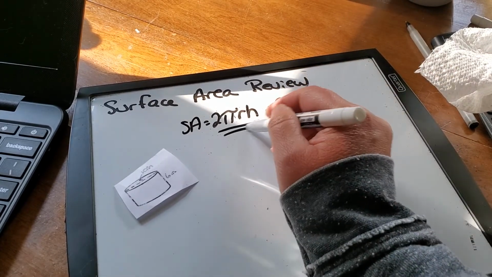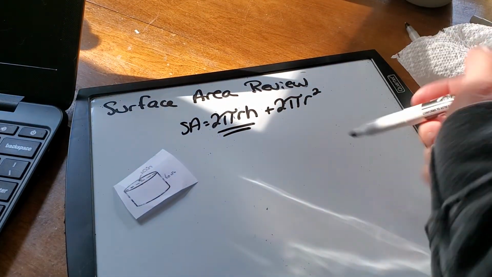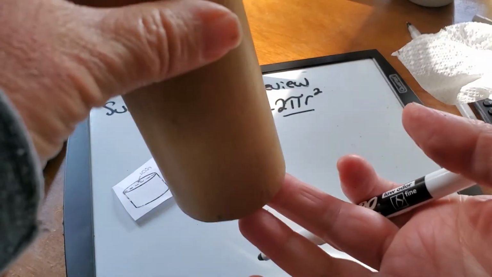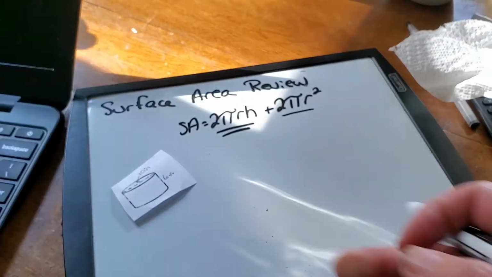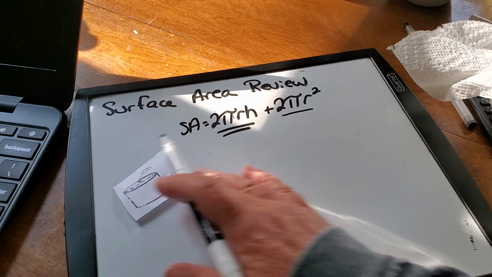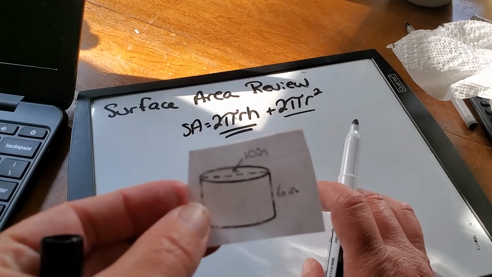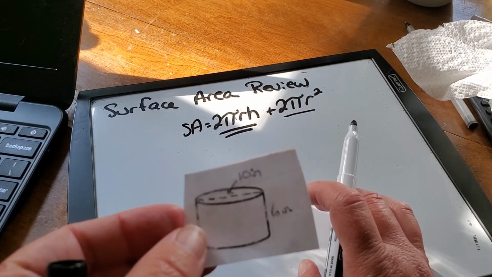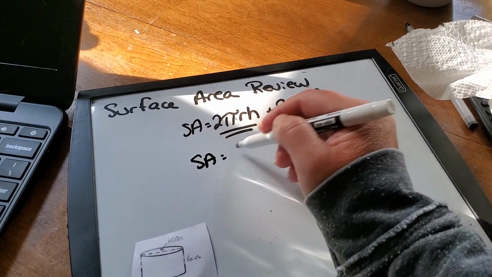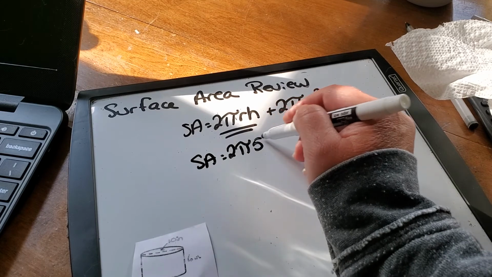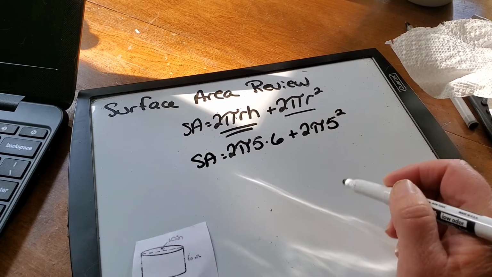Remember, this was the lateral area around the side of the cylinder. This 2 pi r squared is, pi r squared is each circle, the top and the bottom, so there's 2 circles, that's why it's 2 pi r squared. So if I want to find the surface area of this cylinder, realize this cylinder has a radius of 5, don't use 10, that's the diameter, and a height of 6. So we're going to do 2 times pi times 5 times 6 plus 2 times pi times 5 squared.